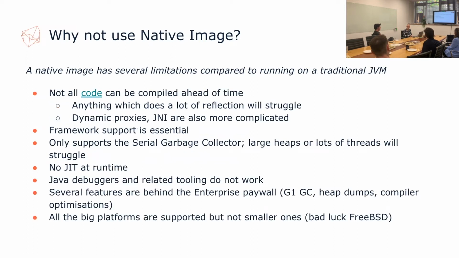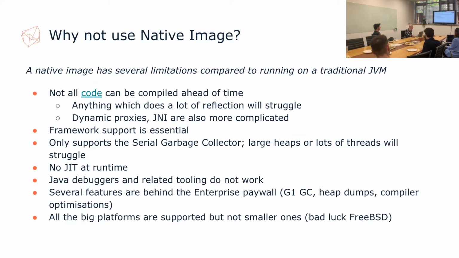So why not? Why is it a bad idea? You can't compile everything ahead of time. So a lot of code that uses things like lots of dynamic reflection, dynamic proxies, native access, you'll need to help it compile so that the ahead of time compiler knows what you're doing. Otherwise, it'll just not include the code and you just get exceptions at runtime.